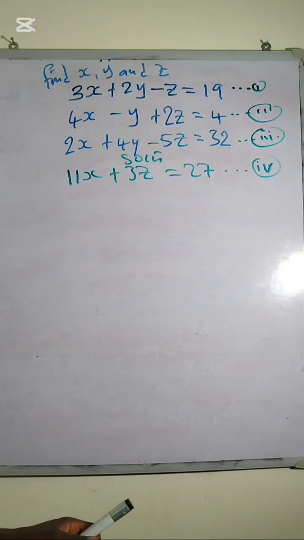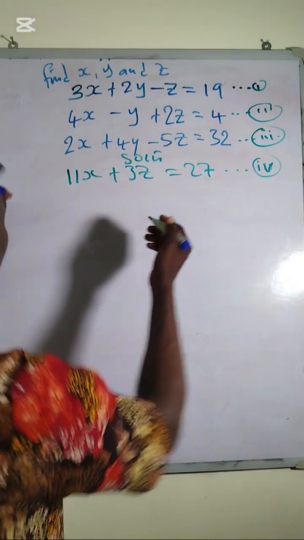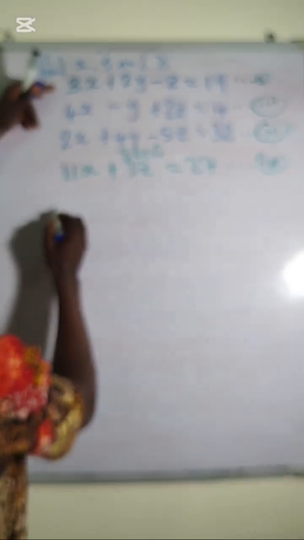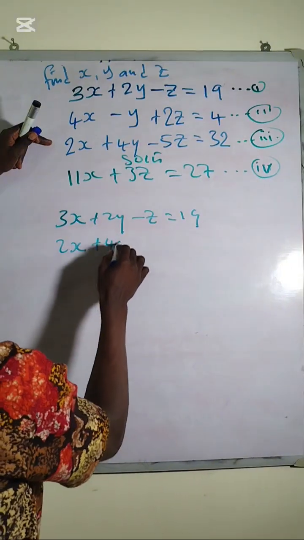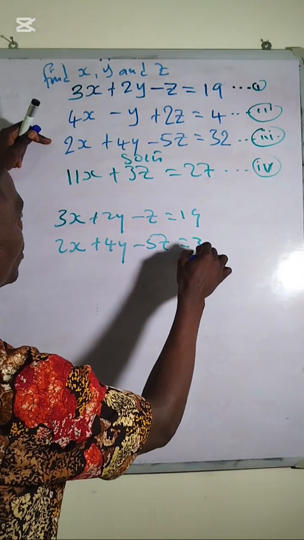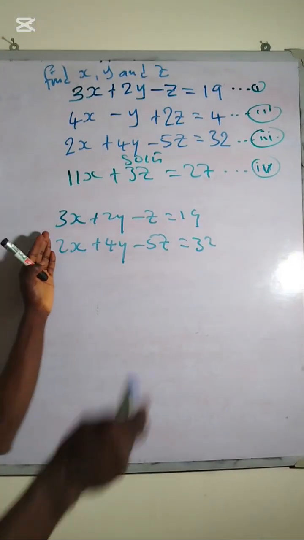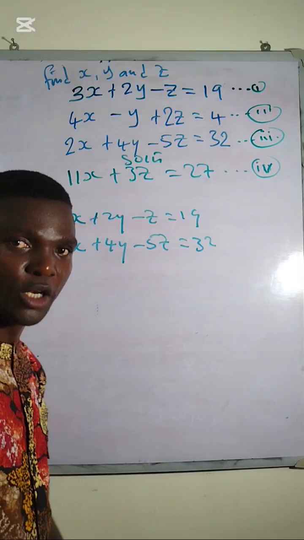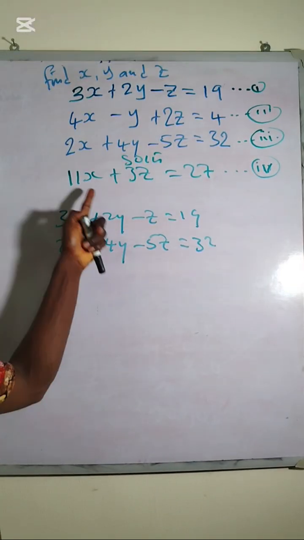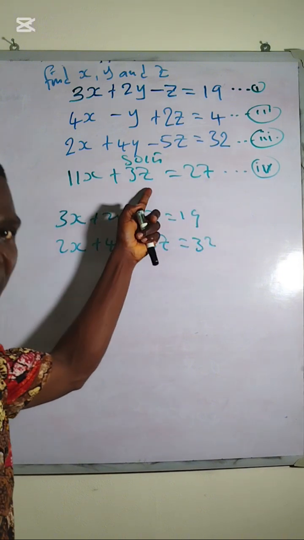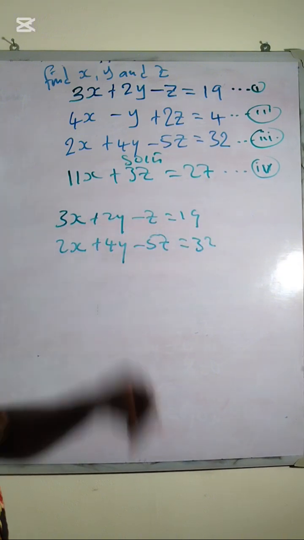So let us consider equation 1 and equation 3. Anyone you like is your choice. So I'm going to have equation 1, which is 3x plus 2y minus z equals 19. Then equation 3 is 2x plus 4y minus 5z equals 32. Now, what happened before, we are going to do it again. What are we going to do? We are going to be eliminating y again. So we have a similar equation in x and z. Is that okay now? So how do we eliminate y?